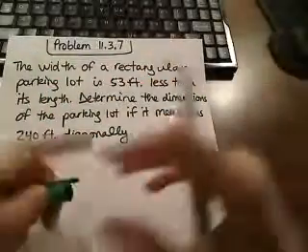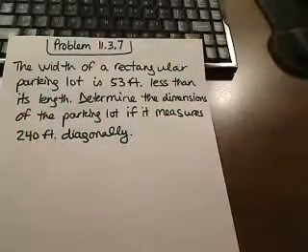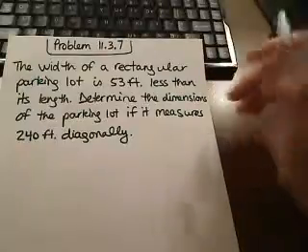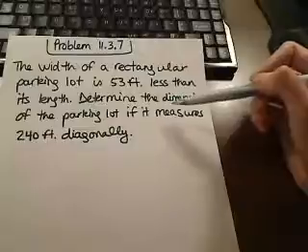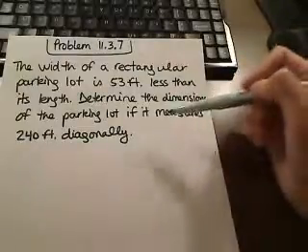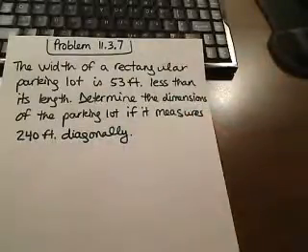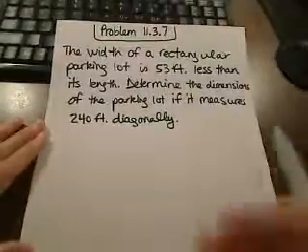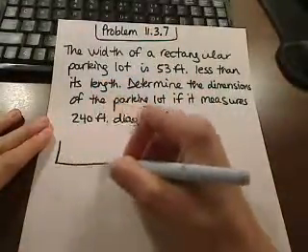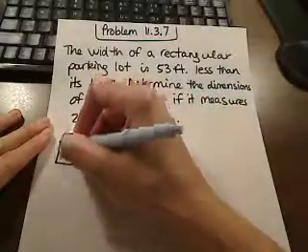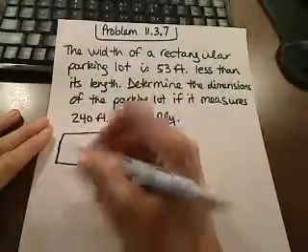All right, this is problem 11.3.7, and we have the width of a rectangular parking lot is 53 feet less than its length. We want to determine the dimensions of the parking lot if it measures 240 feet diagonally. So the first thing we should do is give ourselves a picture. So we are talking about a rectangular parking lot, and they tell us some information here.